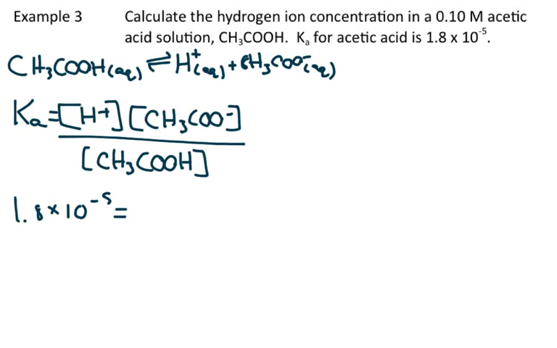We don't know the concentration of H plus or of CH3COO minus. We do know the concentration of CH3COOH, since that's what's given. What we do know, however, is that the concentration of H plus and CH3COO minus will be equal because of the 1-to-1 mole ratio in the chemical equation. So we can call those X and X. Concentration of CH3COOH is 0.10.